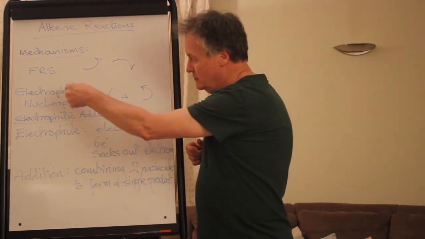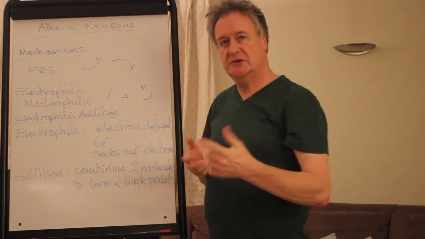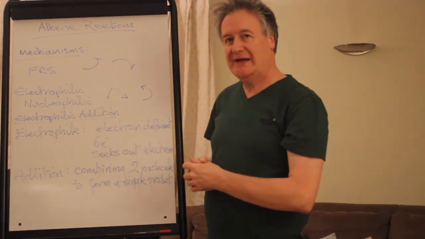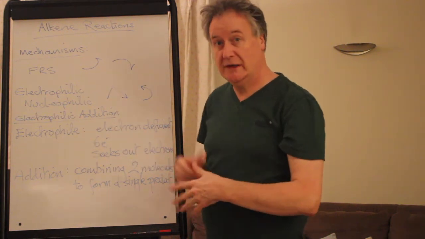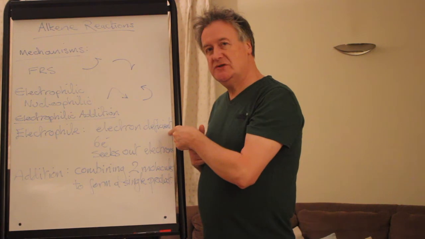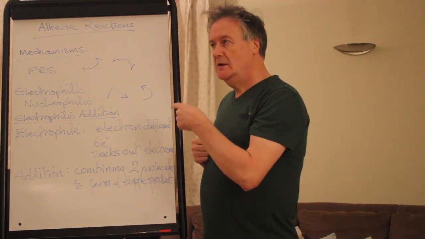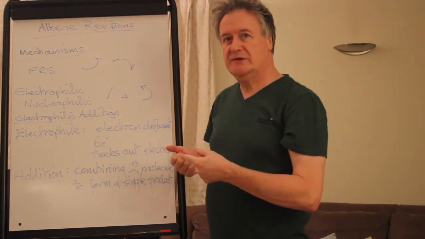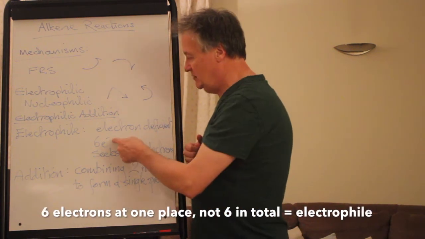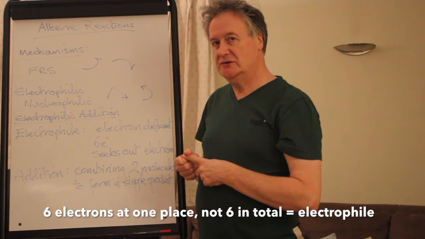So electrophilic is one of those two mechanistic words. Addition, we'll just explain that in a second. You might want to know what that is. Something that is called an electrophile, which means it will do electrophilic mechanisms, is electron deficient. That makes it either positive or just electron deficient and in need of electrons. That usually means it's got 6 electrons.